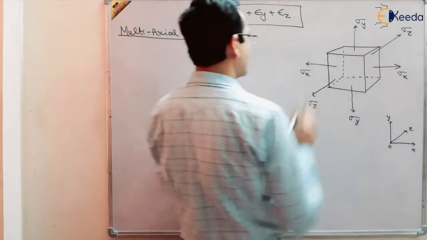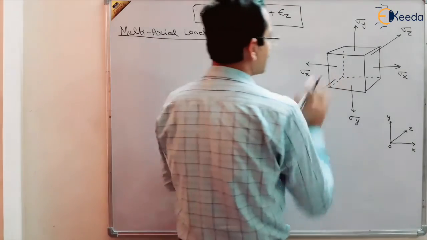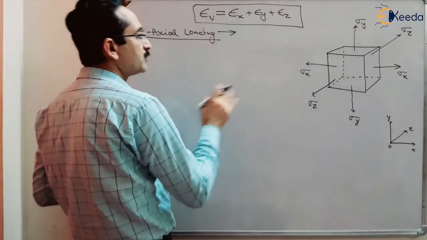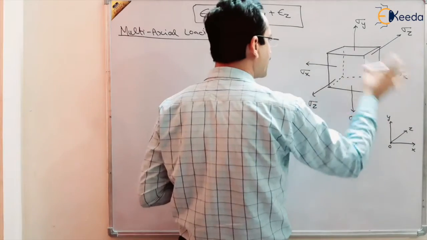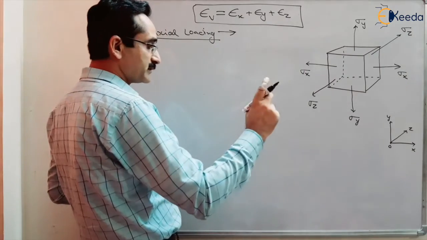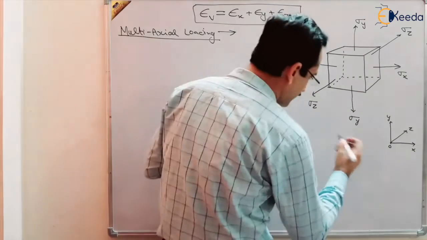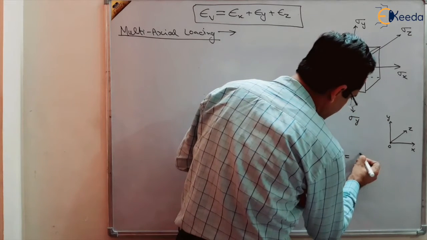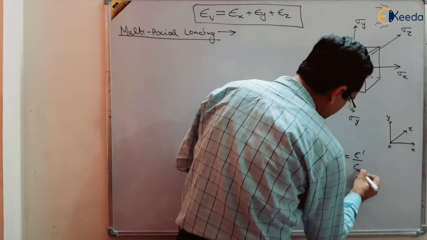So stresses are developed in all three directions, and we want to find out the volumetric strain due to these stresses in terms of sigma x, sigma y and sigma z. And we have already studied about the Poisson's ratio. What is Poisson's ratio? So we have seen that Poisson's ratio is lateral strain upon linear strain.